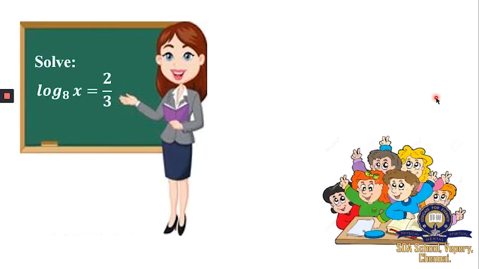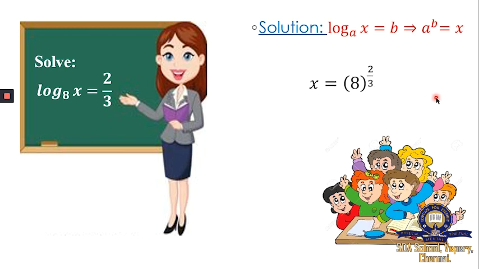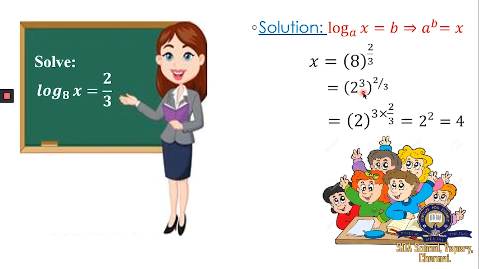The next question is solve log x to the base 8 equals 2 by 3. So now how will you solve this? First, you have to convert this to exponential form. Then you have to find out the value of x. So when you convert the question to the exponential form, we will get x equals 8 power 2 by 3. After which 8 can be written as 2 power 3. Now when you apply the law a power m to the whole power n, this law we have studied in exponents, right? So when you apply the law, the answer we will get is 4.